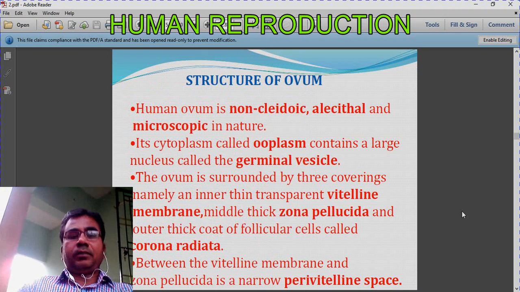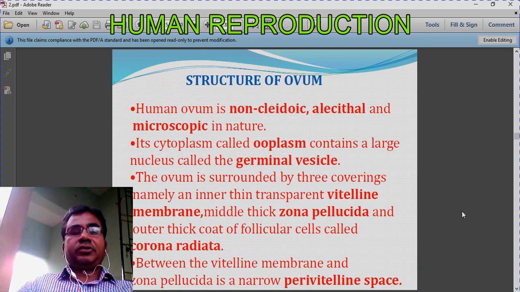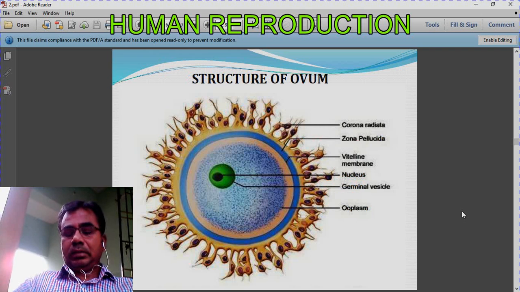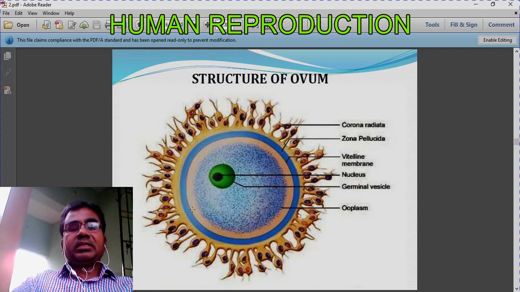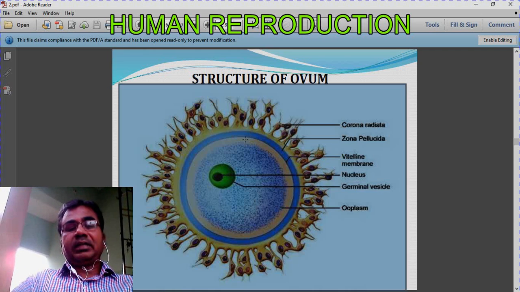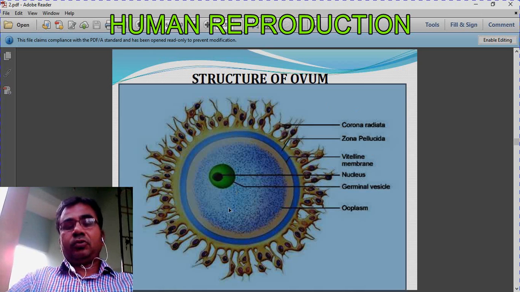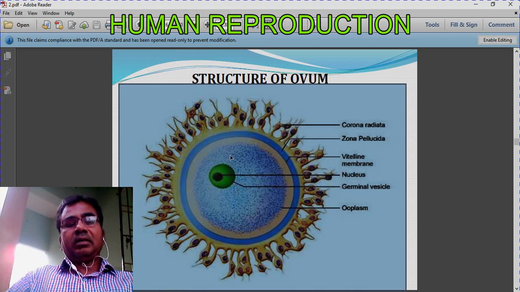Next, the structure of the ovum. The human ovum is non-cleidoic and alecithal. What is non-cleidoic? Non-cleidoic means there is no shell. Mostly in birds, you can see the presence of a shell around the egg. That is a cleidoic egg, but the human egg is non-cleidoic. There is no shell around the egg, so it is called non-cleidoic, and also alecithal. Alecithal means there is no yolk, absence of yolk.